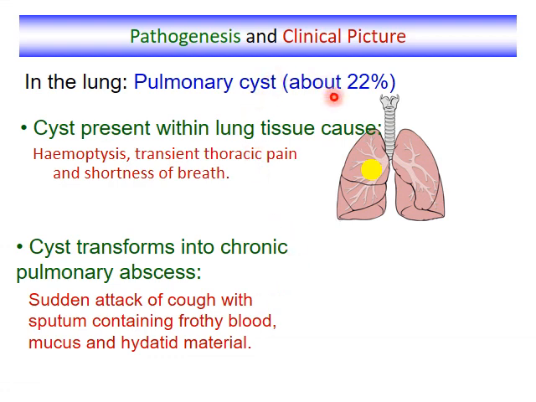About 22% of the cysts are seen in the lung, that is the pulmonary cyst, and the patient presents with hemoptysis, thoracic pain and shortness of breath. This is when the cyst is present inside the lung tissue. When this cyst transforms into a chronic pulmonary abscess, the patient might present with complaints of sudden attack of cough with sputum containing blood, mucus and hydatid material.